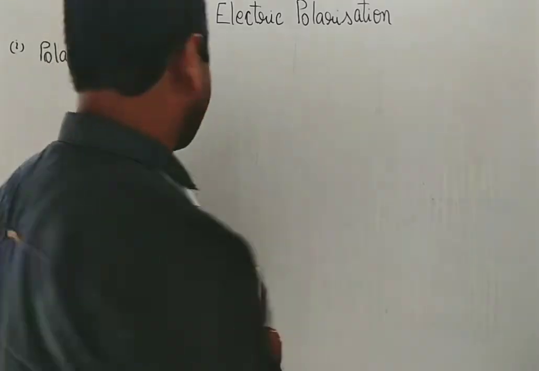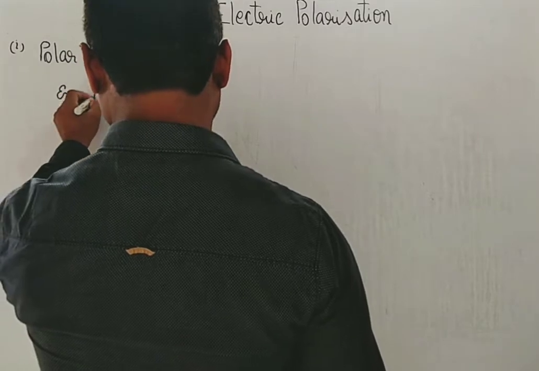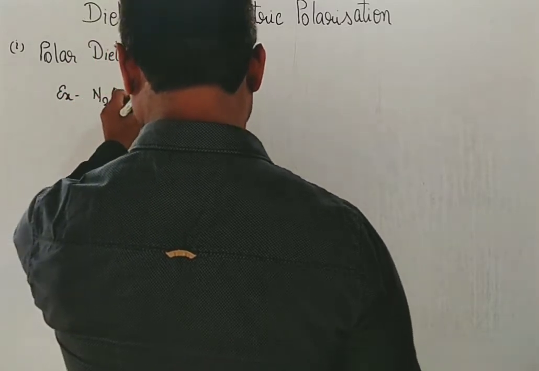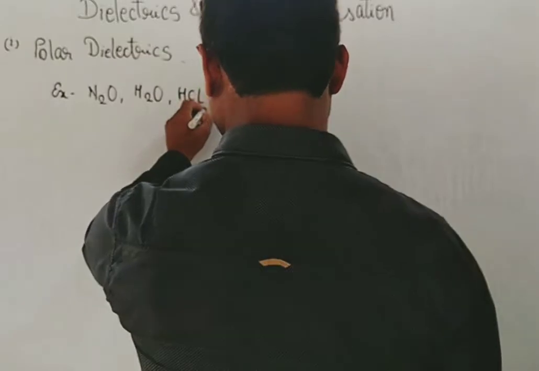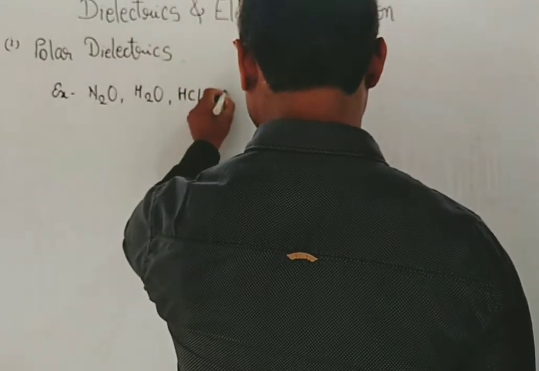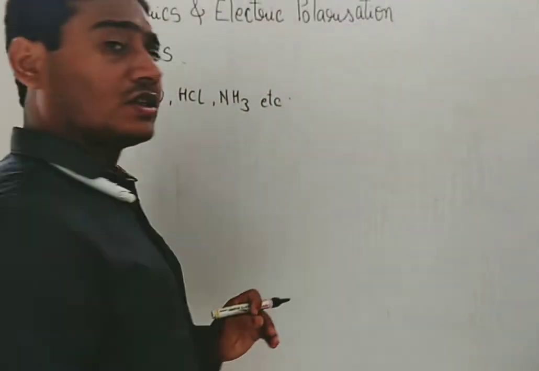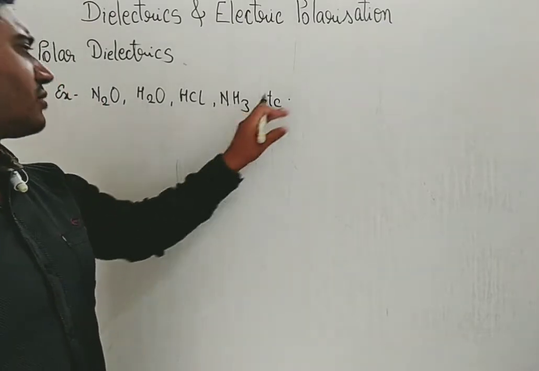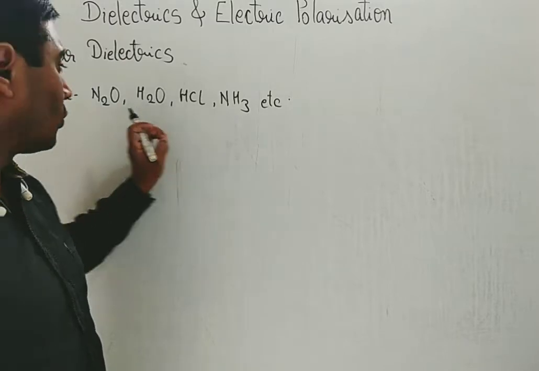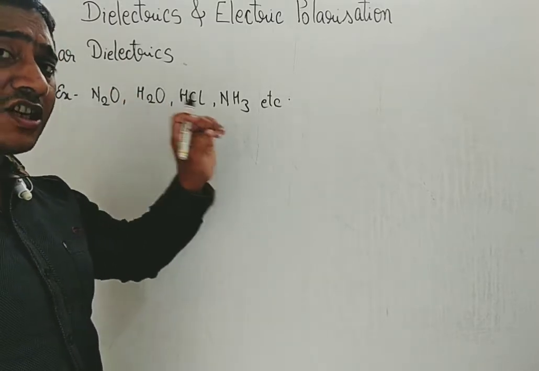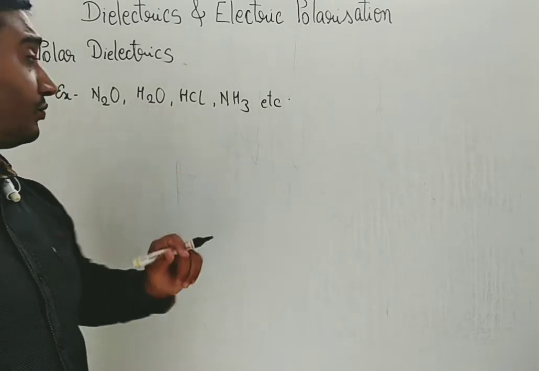So for example, we can say N2O, H2O, HCl, NH3, etc. These are such materials whose single molecule has a permanent electric dipole moment.